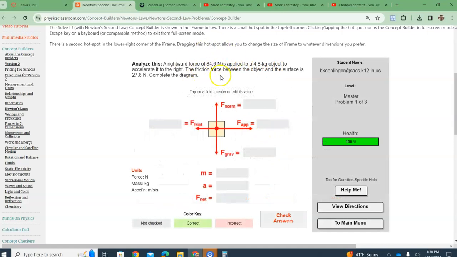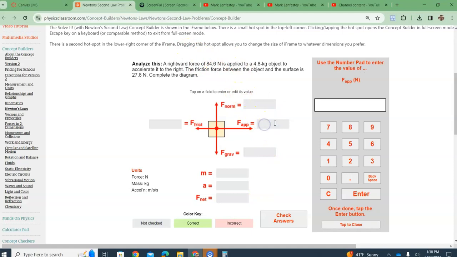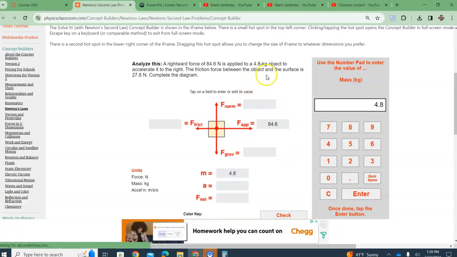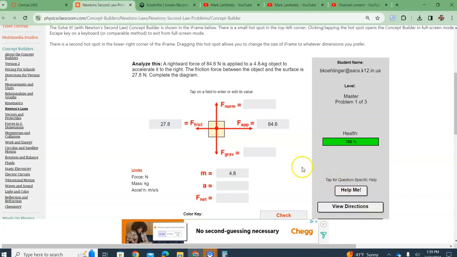So again, they give you information, and so we can fill this out. For instance, it tells me what the applied force is, so I'll go ahead and plug that in. That's 84.6. It tells me the mass is 4.8 kilograms, so 4.8. It tells me the frictional force is 27.8.